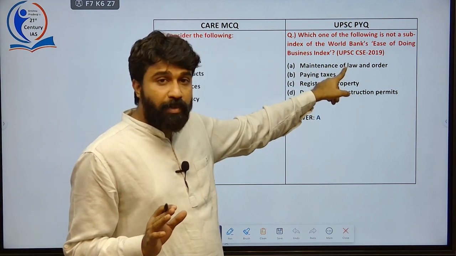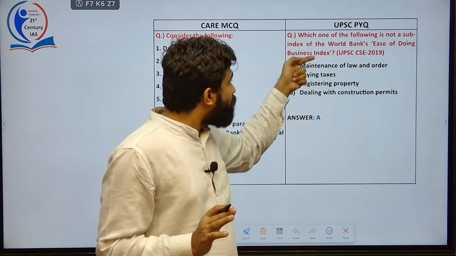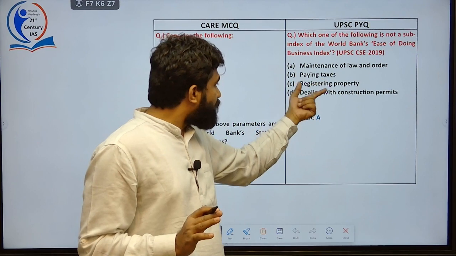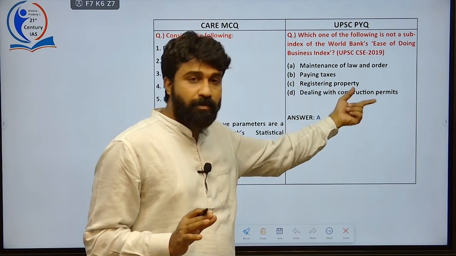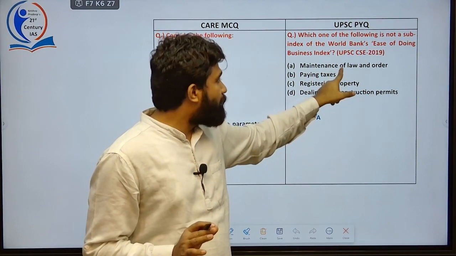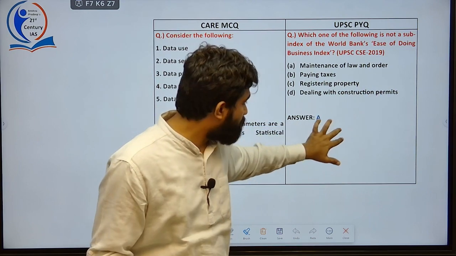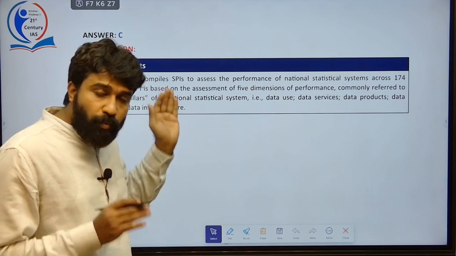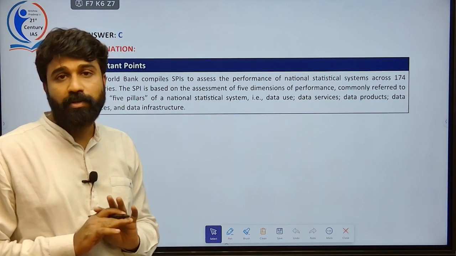And recently UPSC has also asked which of the following are taken as dimensions under ease of doing business. Here paying taxes, registering property and dealing with construction permits are part of it, and maintenance of law and order is not part of ease of doing business. And these are the indicators given here, and only those things are related to the given article.